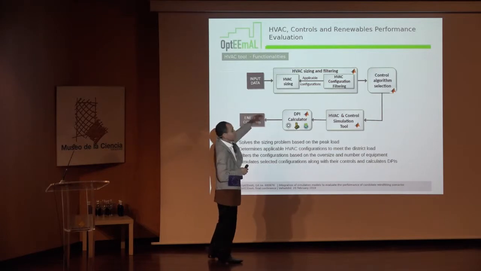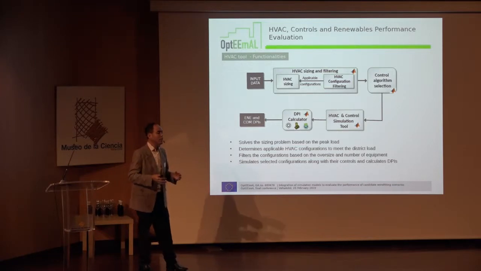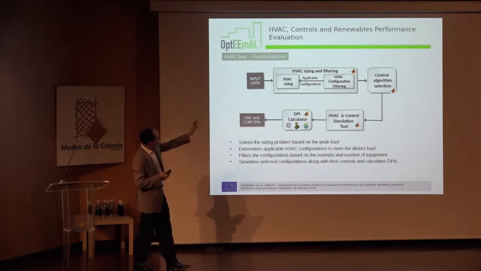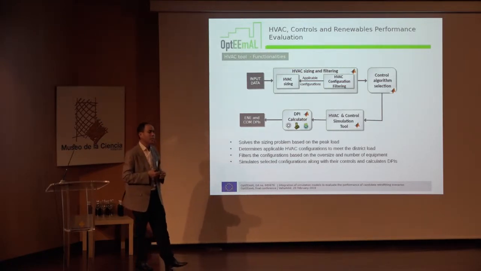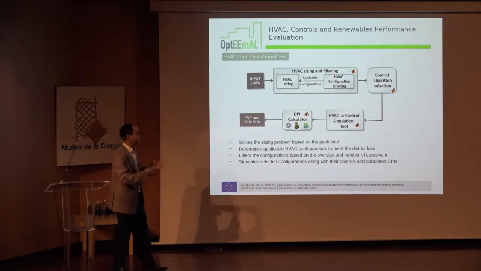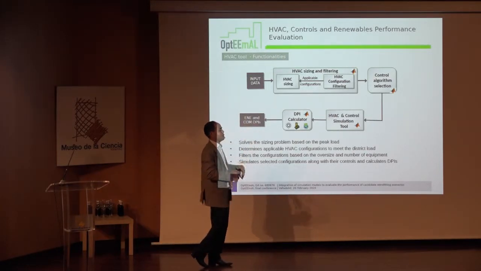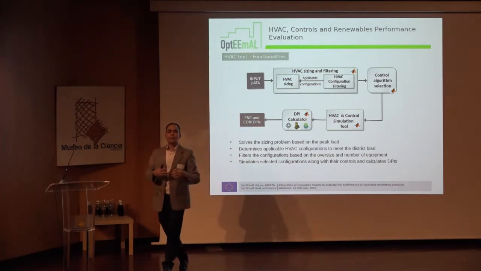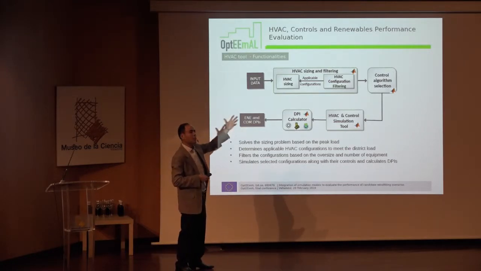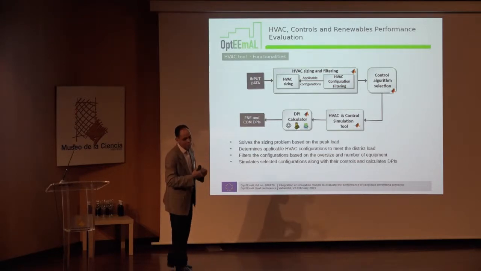That usually gives us multiple solutions. Out of the library of energy conservation measures, we will have multiple solutions that can meet the load of the district. Then we do the filtering. We eliminate the ones that are not applicable, either because they are oversized or because of other criteria. The output of this big block is the system that will be implemented at the district level or at the building level. Then in the controls, we select the best strategy to operate the system more efficiently.